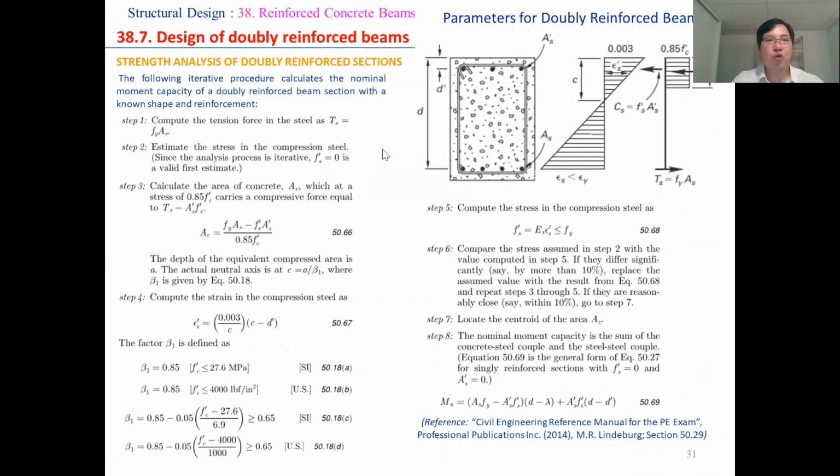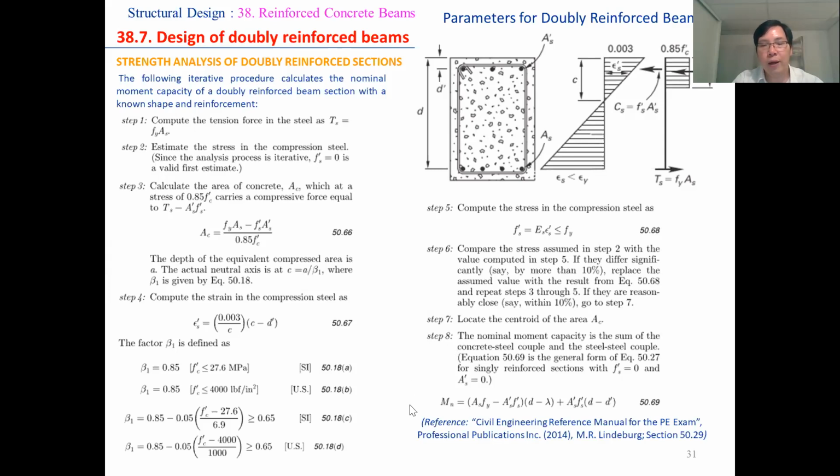Now I show you in this slide some steps for the design of a doubly reinforced beam. I show you in this slide the procedure for calculating the nominal moment capacity of a doubly reinforced beam section with a non-rectangular shape and reinforcement. You can follow the steps written in this slide from step 1 up to step 8.